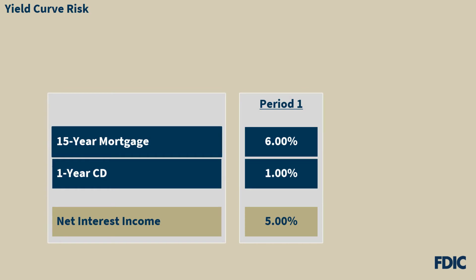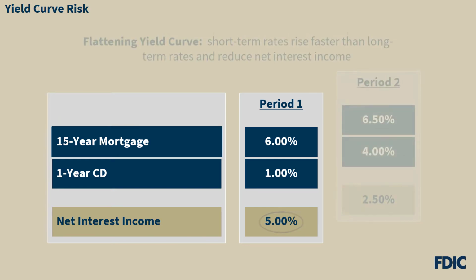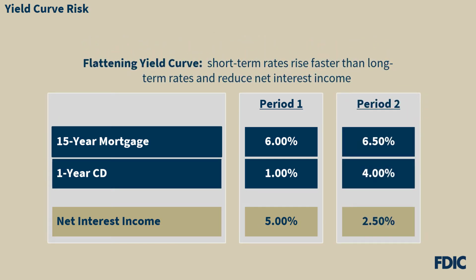Let's look at a simple balance sheet example to quantify the impact of changes to the shape of the yield curve. Here, the bank originates a 15-year mortgage that is priced off the 10-year Treasury rate and funds it with a liability that is priced off the 1-year Treasury rate. In period 1, the net interest spread is 5%, but what happens if the yield curve flattens? In period 2, the bank originates a new mortgage and earns 6.5%, but funds that with a liability that now costs 4%. As a result, the spread on new production has declined to 2.5% because of the flattening of the yield curve.